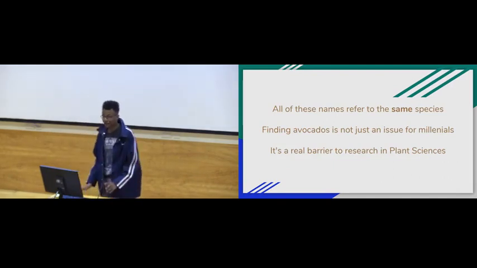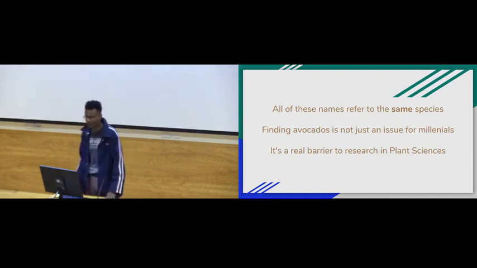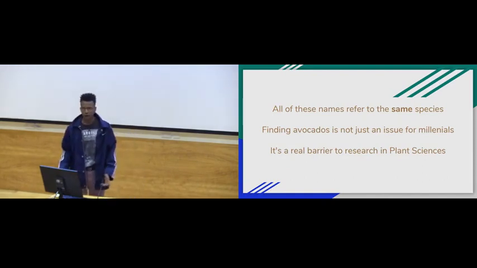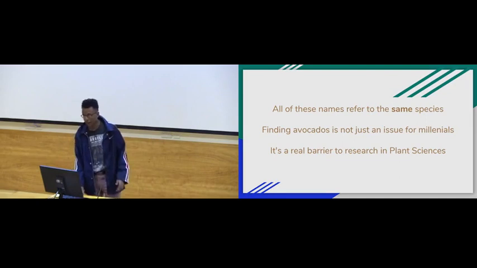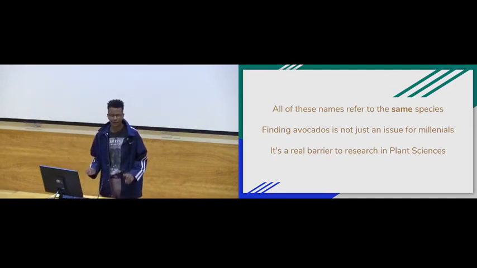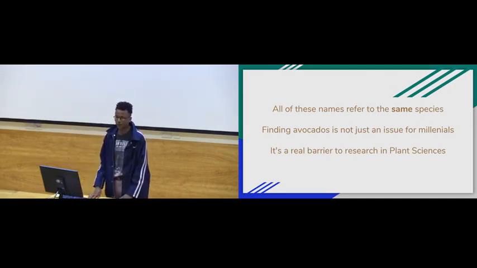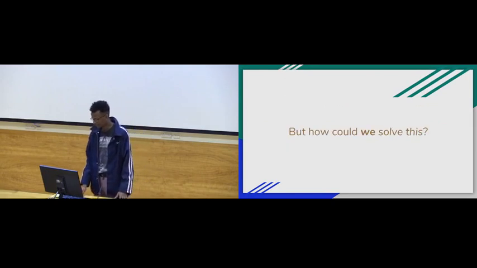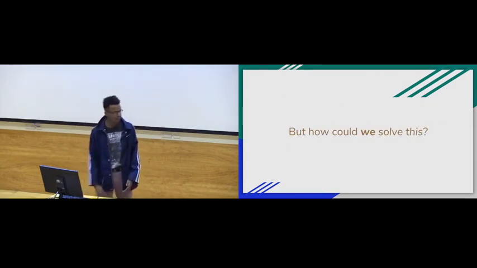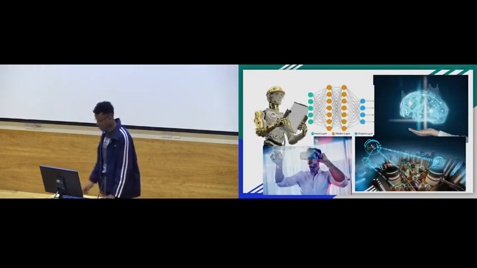It is actually a genuine barrier to research in plant sciences because, for example, we'll get into it in a bit, if you're looking for a particular plant, you don't know exactly what name it could be stored under, and names change over time. But then we're not plant science researchers. We're not going to change the entire naming system. Where do we fit into all of this?